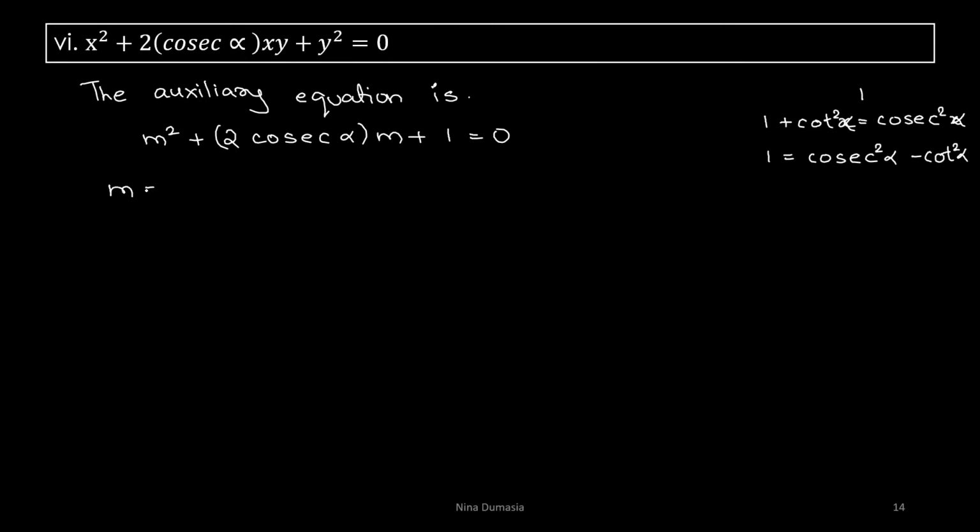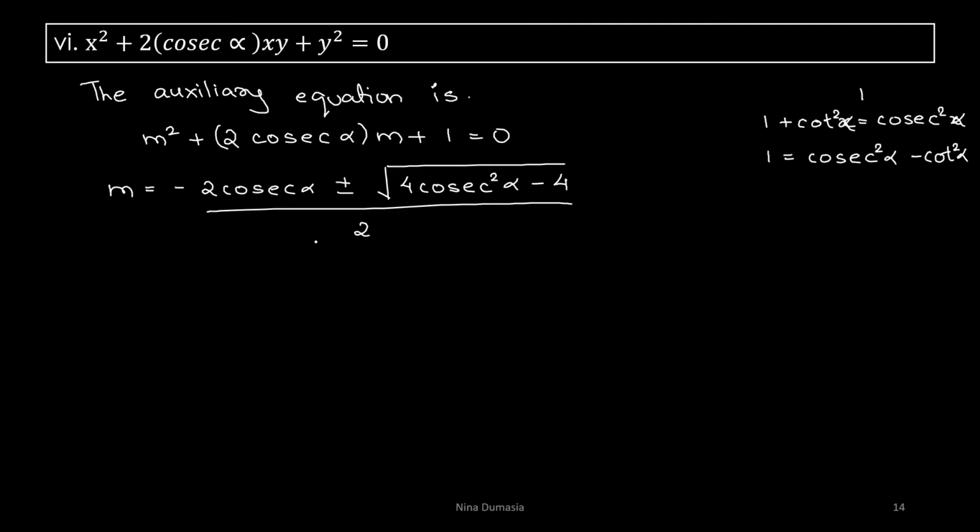So therefore m is equal to minus b, which is minus 2 cosec alpha, plus minus square root of the square of b, that is 4 cosec square alpha, minus 4ac. So minus just 4 over here, divided by 2 into a, which is just 2. Here if I take 4 common outside, 2 will come out and 2 will cancel everywhere, and we'll have minus cosec alpha plus minus square root of cosec square alpha minus 1.